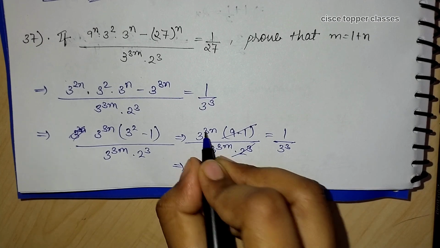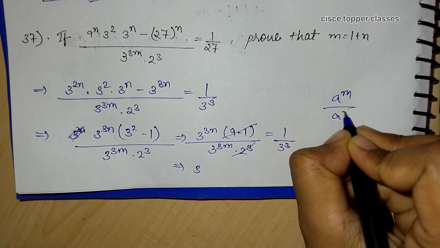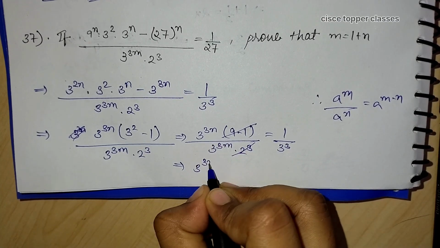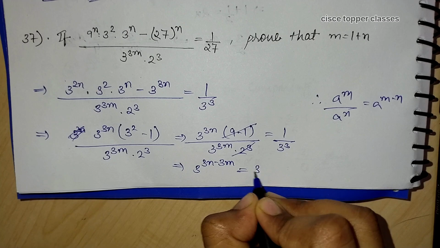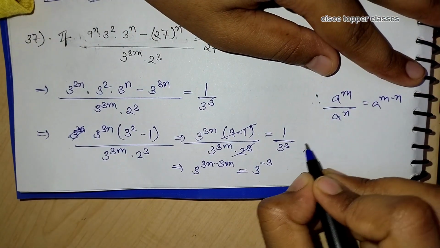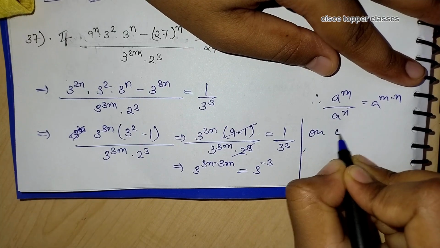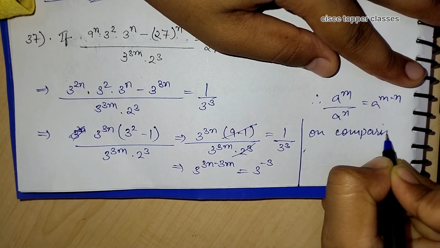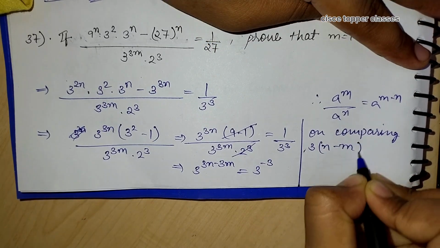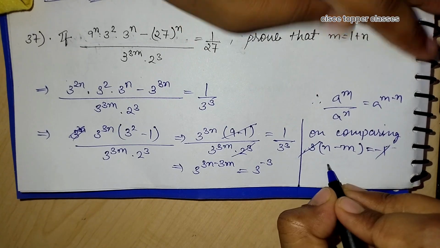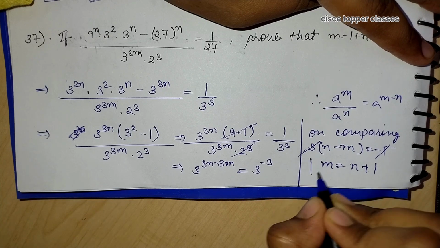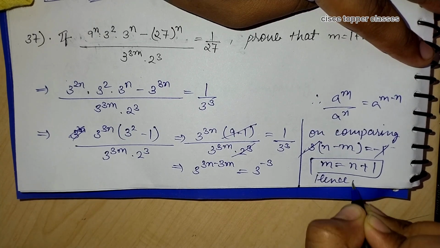Now on comparing it as a की power m and a की power n, we can write from the formula a की power m minus n. So the same thing we will use here: 3n minus 3m is equal to 3 की power minus 3. Now we will take on comparing here. We will get 3 as common, so n minus m equal to minus 1. This will be cancelled out, and from here m is equal to n plus 1. So this we have to prove, hence proved from here.